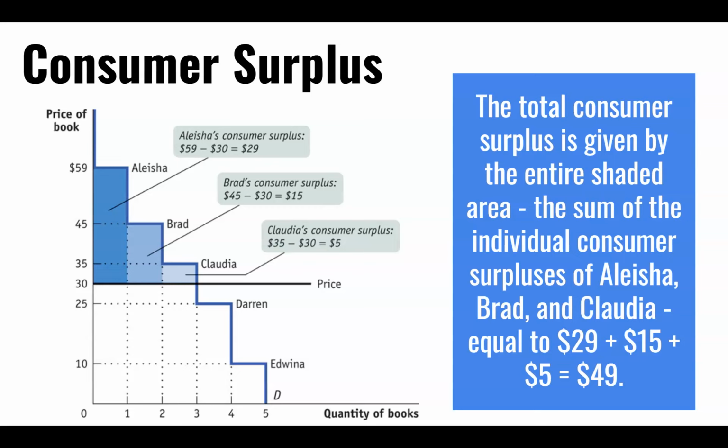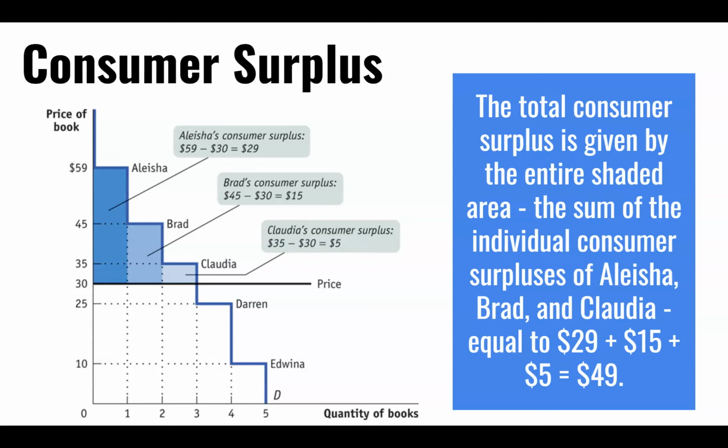So if the price is $30, then Alicia was willing to pay $59, only had to pay 30. Imagine Alicia walking into the college bookstore. She's got $59 in her pocket. She has to give 30 for the textbook. She's got $29 left over. This is her consumer surplus. It's the leftover money she was willing to part with and didn't have to because the price was less than her maximum willingness to pay.